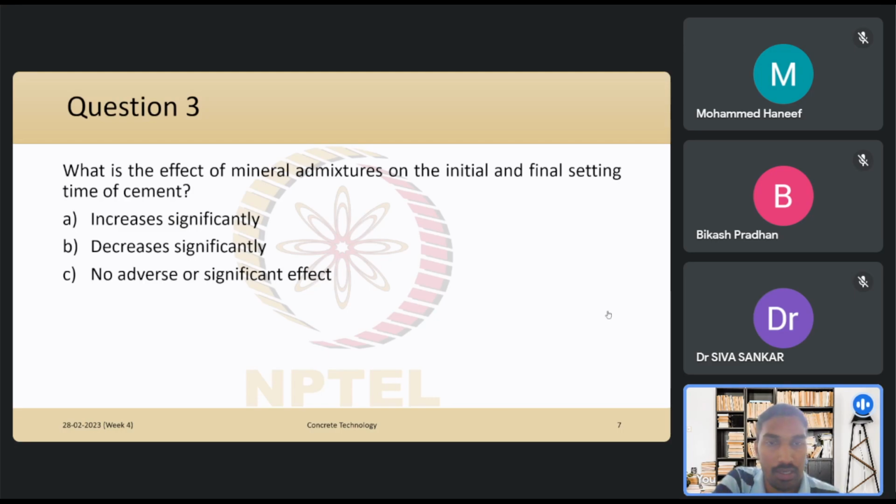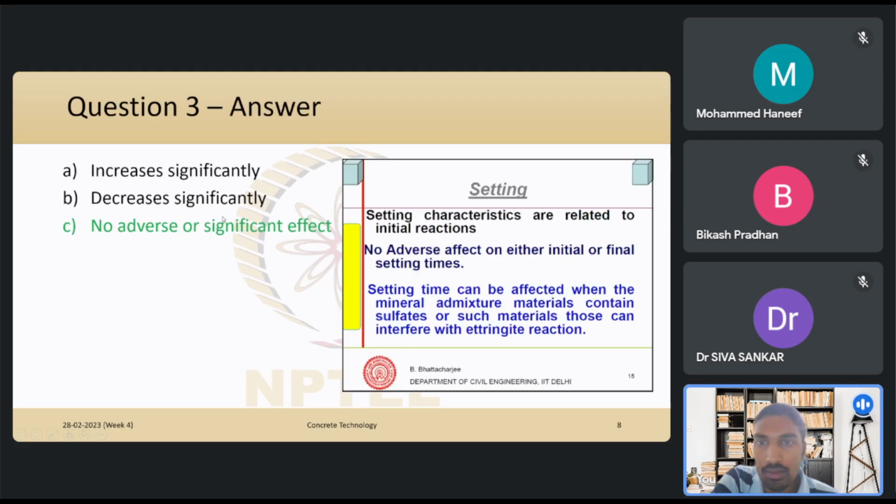Okay, so let's take a look at the right answer now. The right answer is option C. There is no adverse or any significant effect on the setting by the use of mineral admixtures, right? So that's what we saw. So setting time, it doesn't mean that there is no effect. There will be some effect on the setting time, right? So it will slightly increase, but it is not really significant.